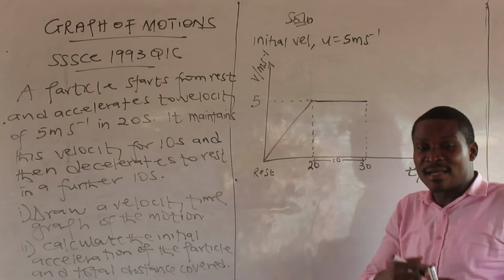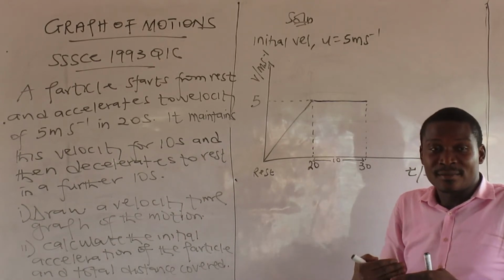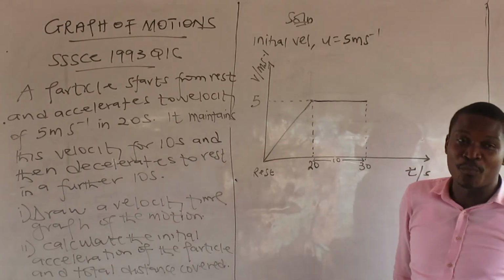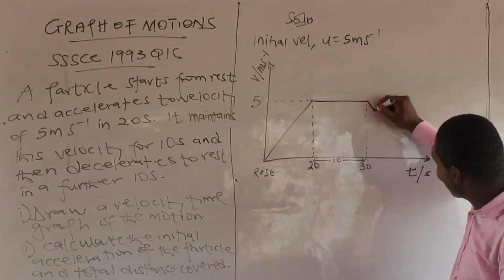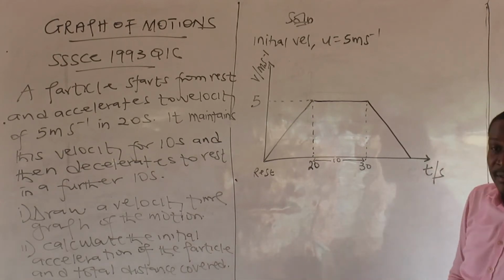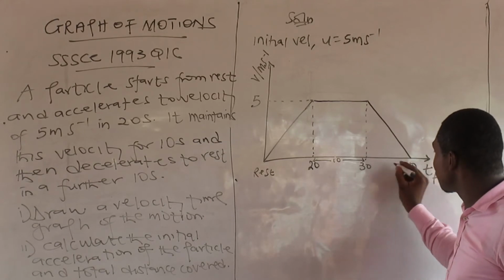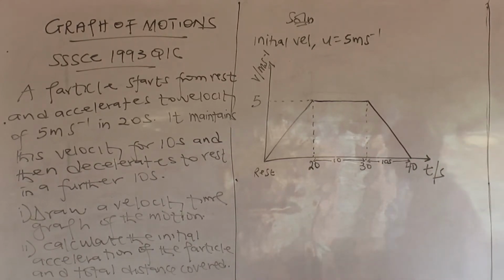Decelerate doesn't mean anything strange, that's the negative of acceleration, right? If you are not accelerating, you are decelerating. So does it mean it decelerated by going back, changing everything to this point? No. This is our start line. Are you okay? So it decelerates to that start line once again. Look at it. Good. It decelerates to rest in a further 10 seconds. So this should be 40. Do you agree? Yes. Good. That is it. Now calculate the initial acceleration of the particle and the total distance covered.